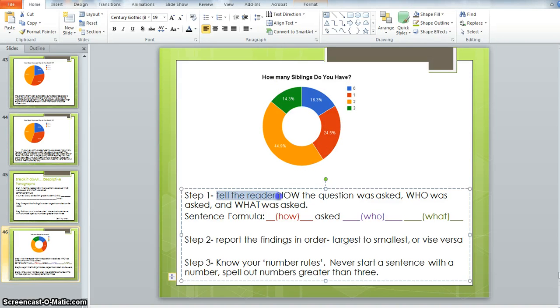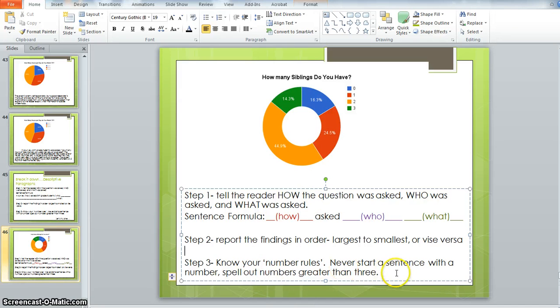So then you tell the reader how the question was asked, who was asked, and what was asked. So your sentence formula is: a survey, that's the how, a survey asked 21 7th grade students, that's the who. How many siblings do you have? That's the what. Alright, then you report those findings in order. Again, don't care if you go smallest to largest, so that would be here, here, here, here, or if you go here, here, here, here. It doesn't matter, it just needs to make some sort of sense.